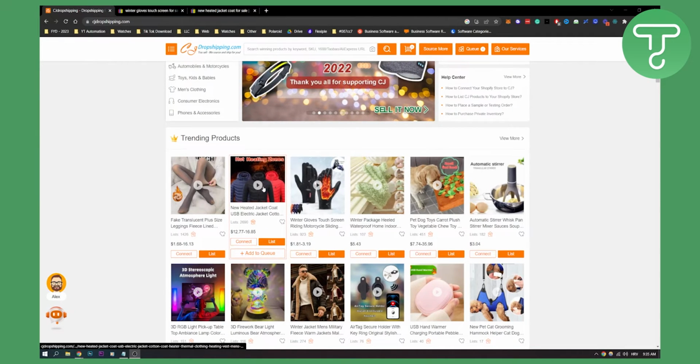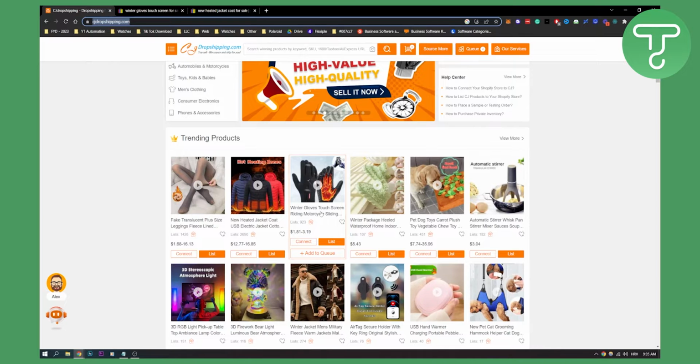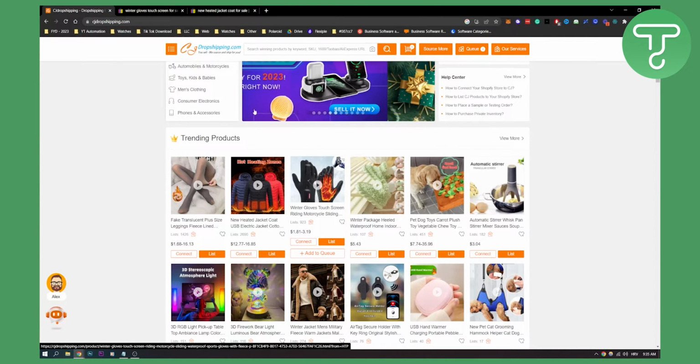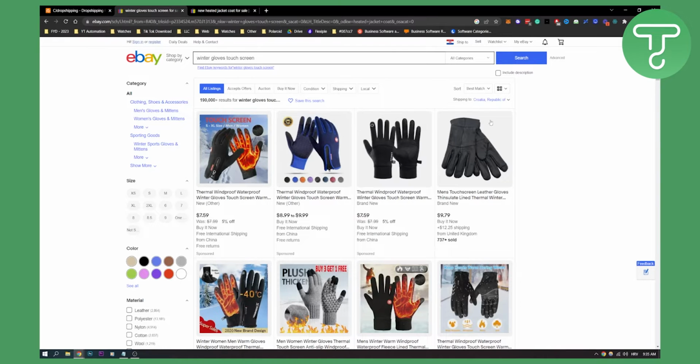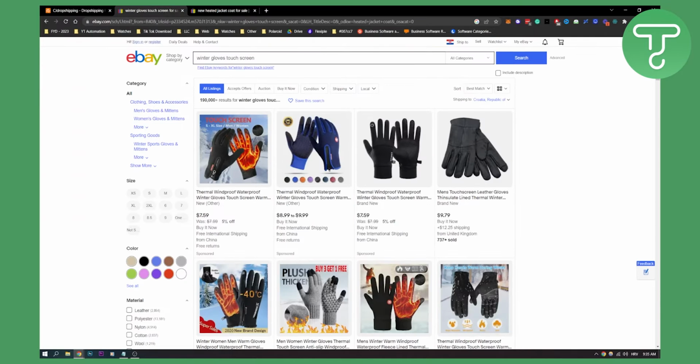So what I did is I put this product and this product into eBay right here. As you can see, we have winter gloves touching screen. So you can basically touch your phone screen with your winter gloves. This is the first search result. They're selling it for $7 to $10. You can get it for $1 or $2, $3 as well, and we have 190,000 results for the winter gloves. So there are a lot of results for this. That means that this is a highly competitive product.